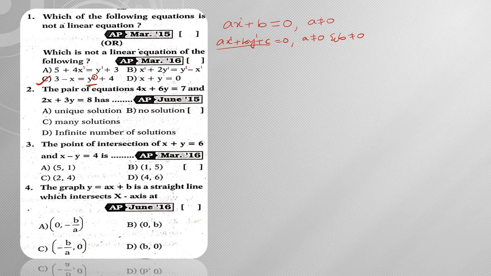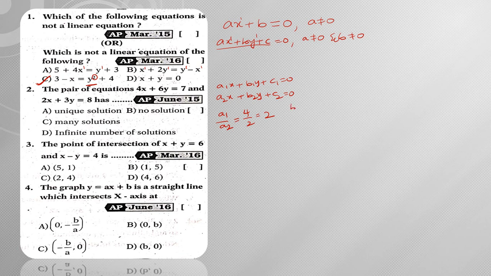Next, the pair of equations 4x plus 6y is equal to 7 and 2x plus 3y is equal to 8 has. Two equations are given. First of all, we are going to compare these equations with a1x plus b1y plus c1 is equal to 0 and a2x plus b2y plus c2 is equal to 0. From that we find the values of a1 by a2. So what is a1 by a2? 4 by 2, which is nothing but 2.